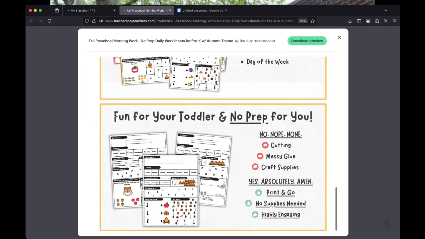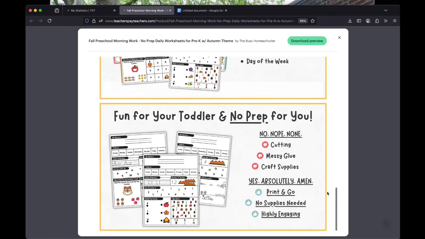And then right here, I might change this to say fun for your students or toddler and no prep for you, because it could be that maybe a teacher is looking at this and, because it says fun for your toddler, they're not quite seeing the benefit quite as much.